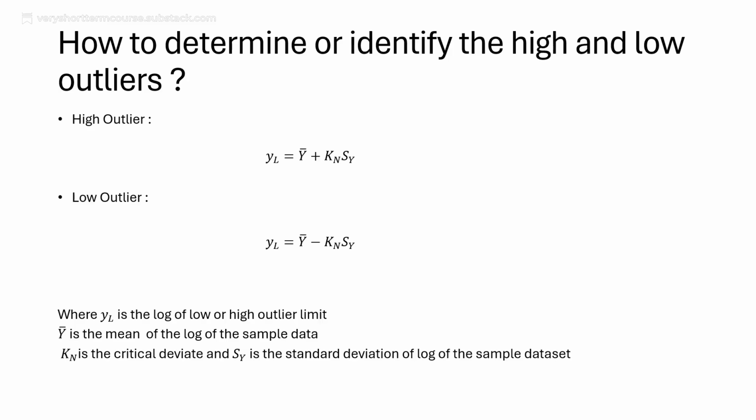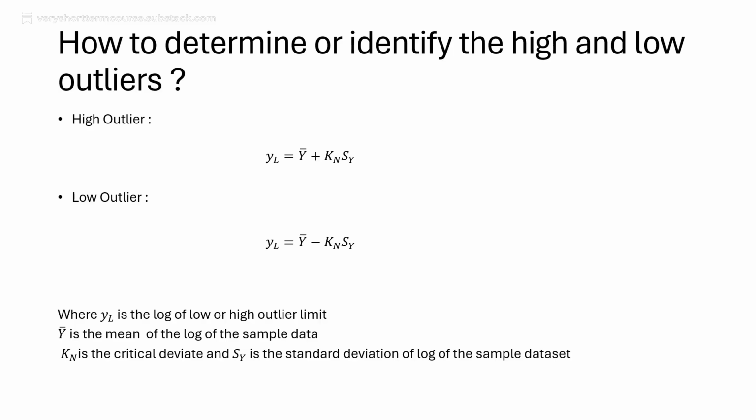Now in the previous slide I said if the skewness is more than 0.4, then try to check the high outlier. So what is the formula for that? The formula for that is Y subscript L, that indicates the log of either low or high outlier, equals Y mean. This is the mean of the log of the sample data set, not the data set. It is the mean of the log of the sample data set. First log it, then find the mean of it, plus K subscript n.